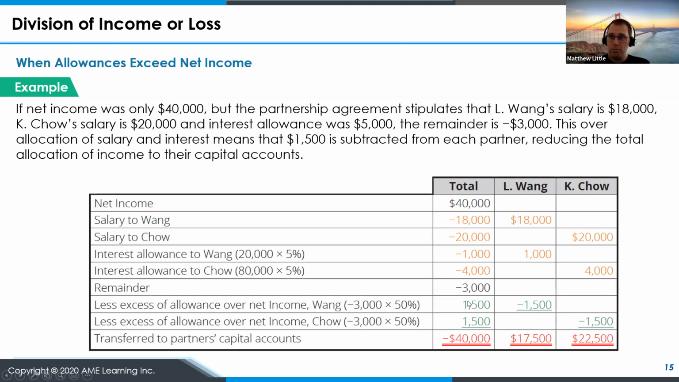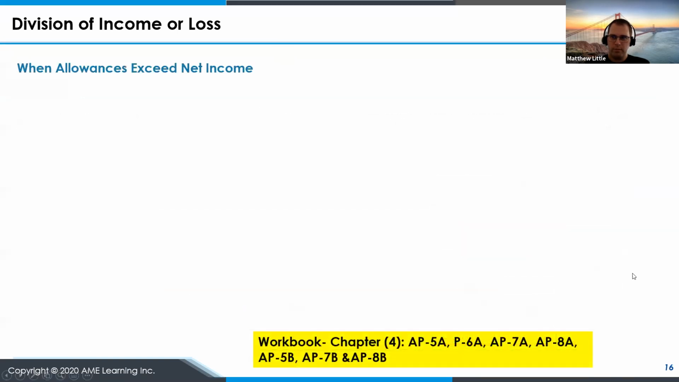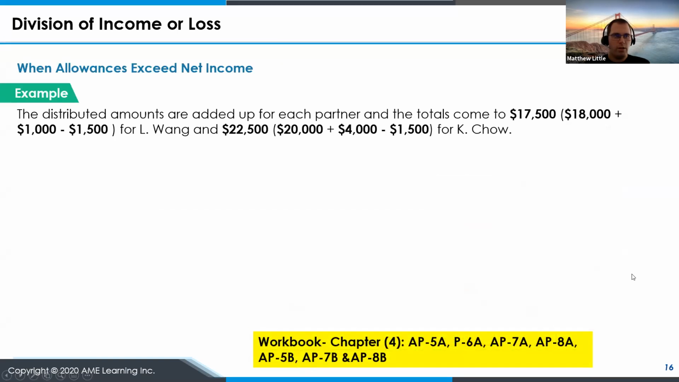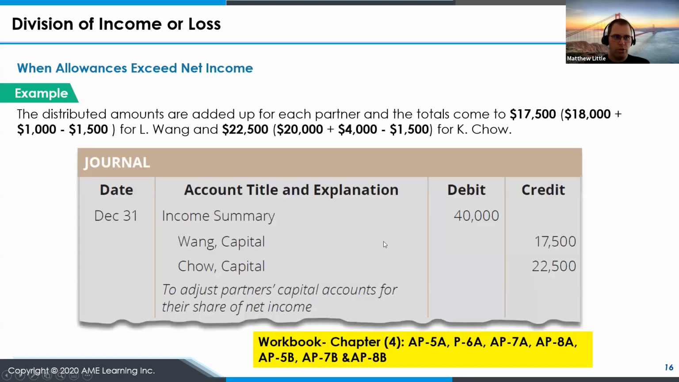And it's allocated just like there's profit, 50-50 to each partner. So here we would deduct 1,500 from Wang and 1,500 from Chow. So our total change in capital for Wang and Chow would be 17,500 and 22,500 respectively. So in this case, our journal entry then would be a debit to the income summary for the 40,000 net income and a credit to Wang and Chow capital of 17,500 and 22,500 respectively.